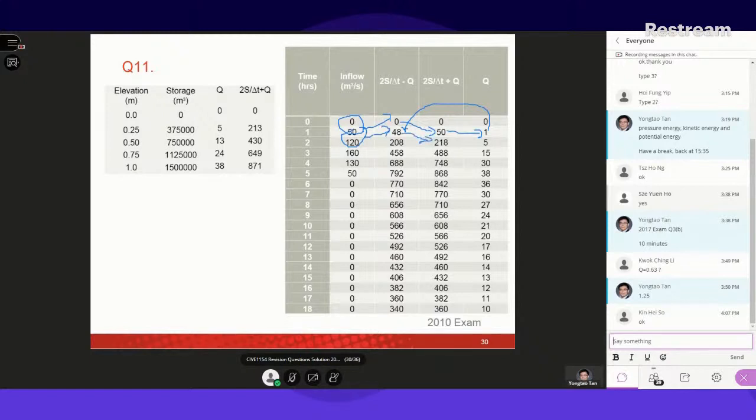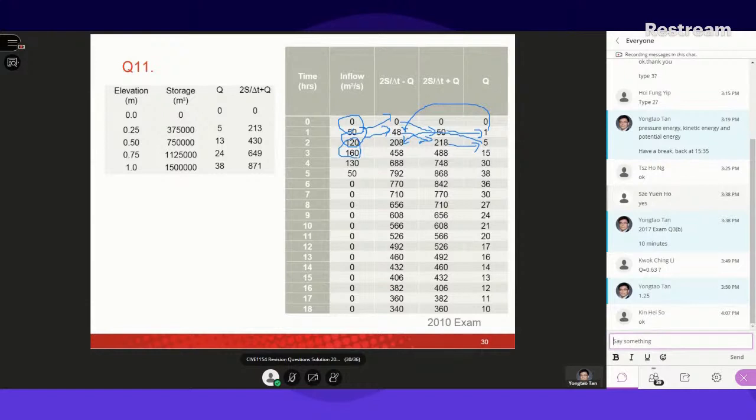Now in the graph, in the curve, we will find out the Q. Okay, this one, and then we go back to this one. So that means 218 minus 2 times 5, we find 208. Then we move to the next one and repeat until the outflow is 0. But actually this question does not ask you to plot the outflow hydrograph, so you don't need to do that.